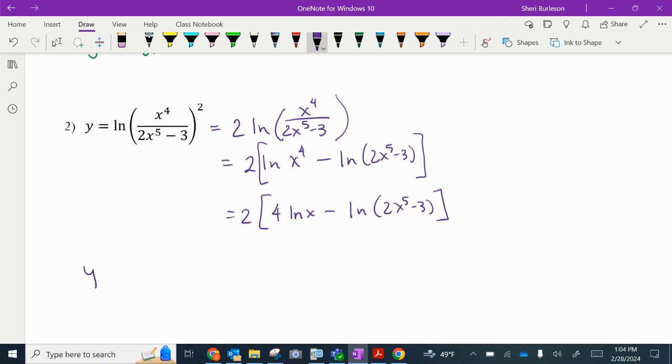So now when I take the derivative, y prime is going to equal 2 times. What is the derivative of 4 times the natural log of x? 4 over x minus what is the derivative of the natural log of 2x to the 5th minus 3? So my 2x to the 5th minus 3 goes in the denominator. Are you guys doing it this way? Put it there and then put the derivative on top. That's the way my brain works. So I'm going to get 10x to the 4th. Is that correct?